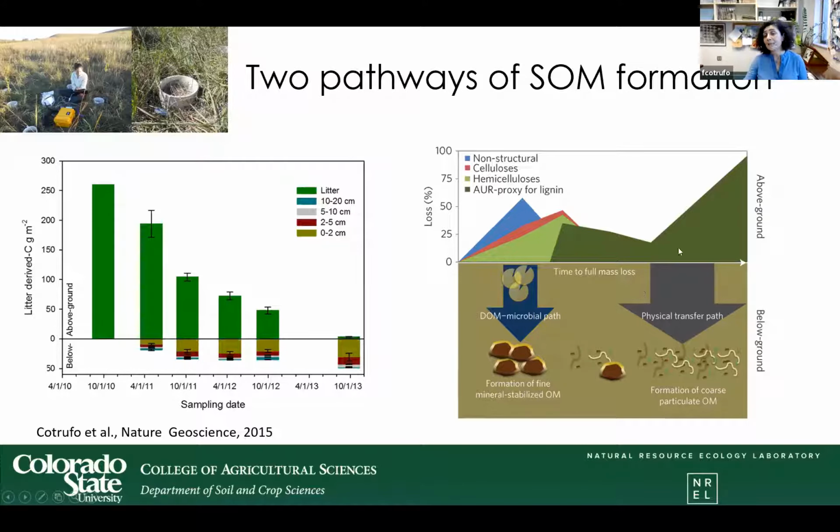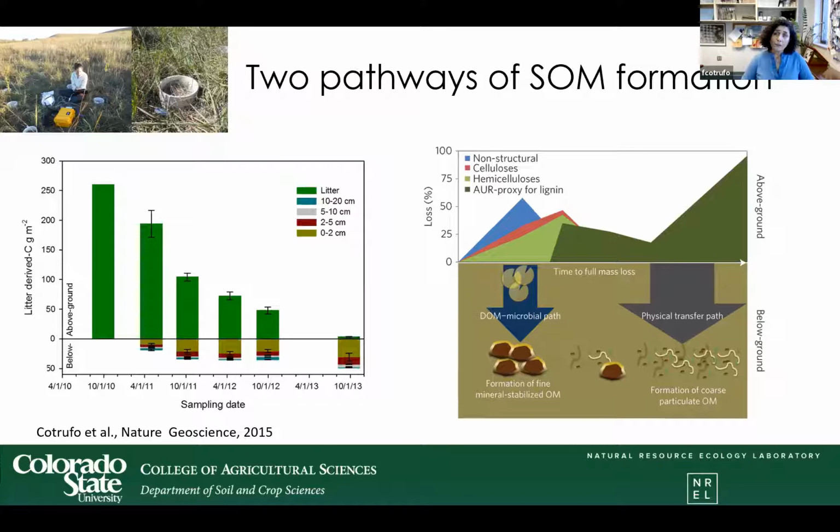On the other hand, the more structural components, particularly rich in lignin, get fragmented, and with the collaboration with Diana Wall, we followed the effect of the fauna and looked at their role in actually helping with that fragmentation and the formation of what we call the particulate organic matter in soil.